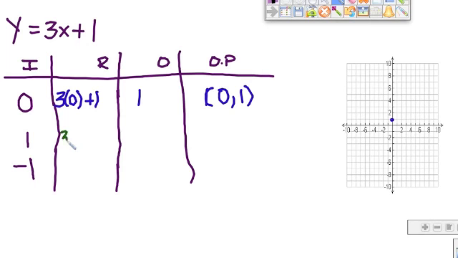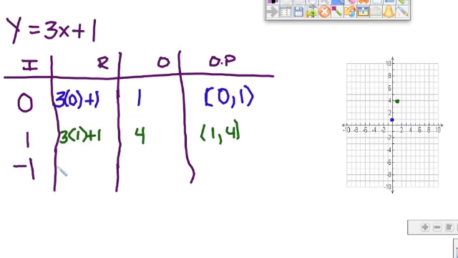We have 3 times 1 plus 1. 3 times 1 is going to give me 3. 3 plus 1 is going to give me 4, giving me the ordered pair of 1, 4. So let's come over here and do that. We have 1. We go up to 4. There's that one.